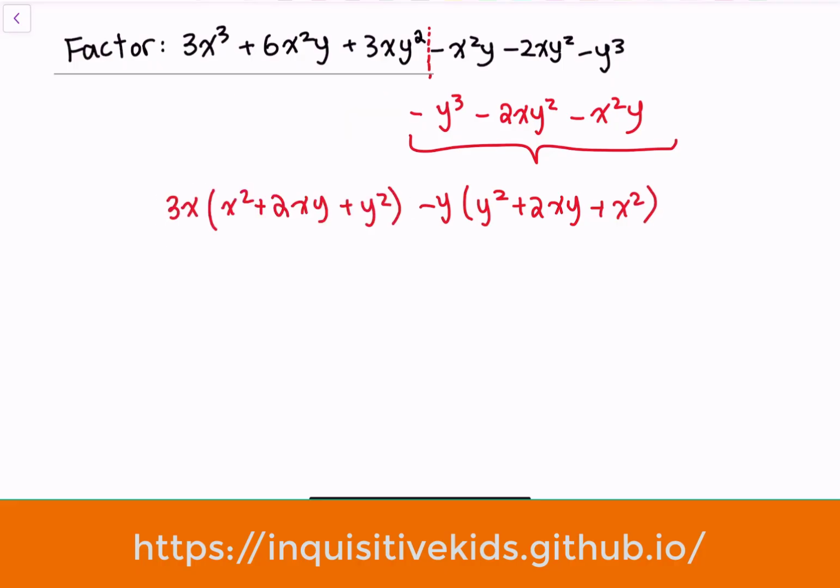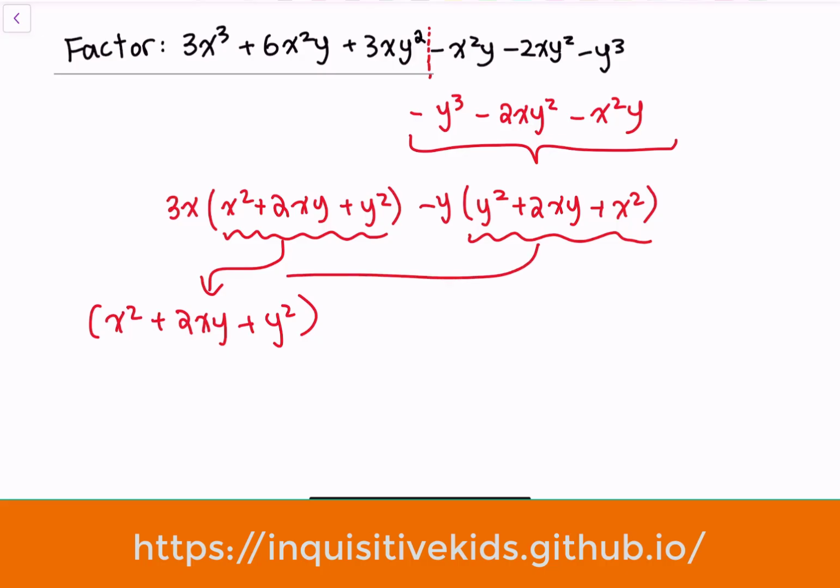So here is what we are left with. We can see that this trinomial and this trinomial are identical. It's just that we wrote the x squared and the y squared in flipped order. But we could go ahead and factor that out. So we would have x squared plus 2xy plus y squared times 3x minus y. And are we done yet?